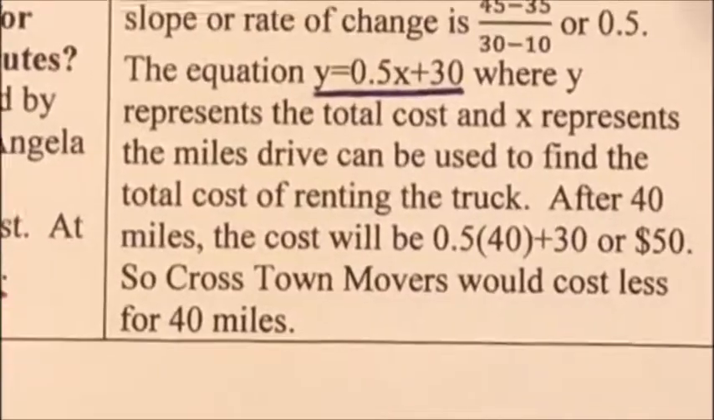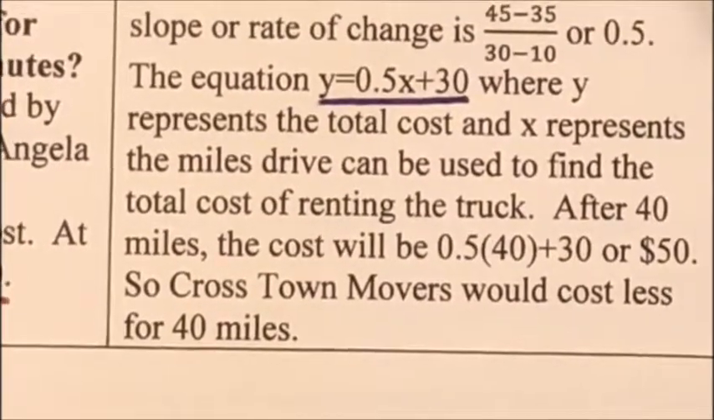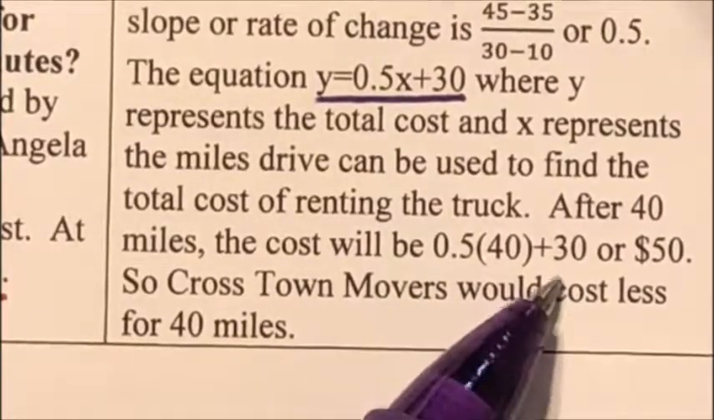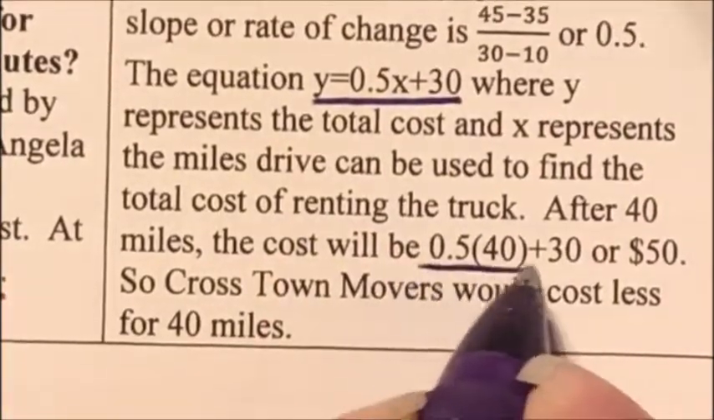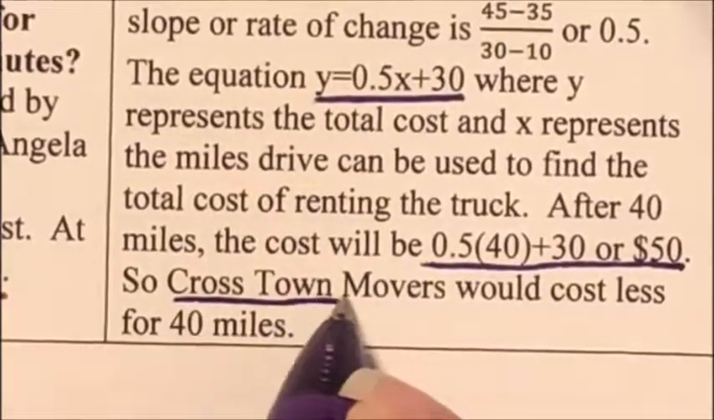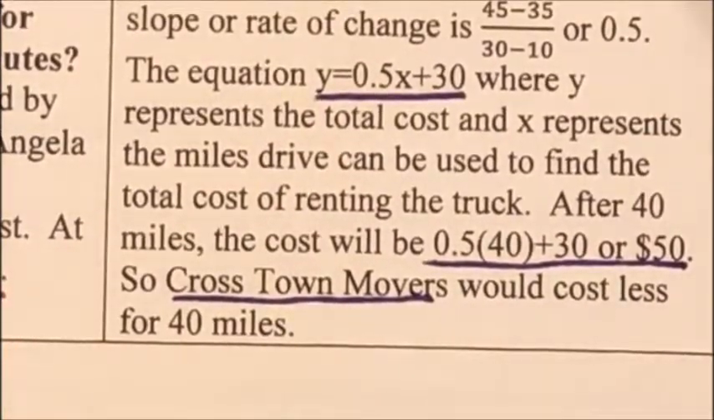So after 40 miles, the cost will be 0.5 times 40 plus 30. And when I multiply all that out, I get $50. So Crosstown Movers would cost less for 40 miles.